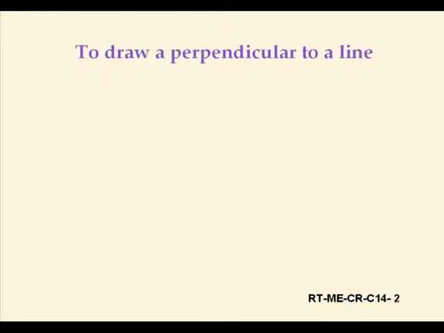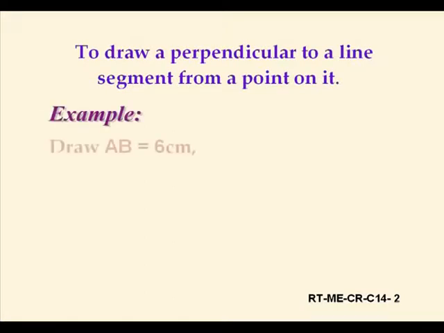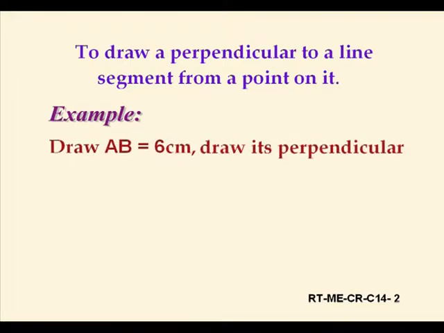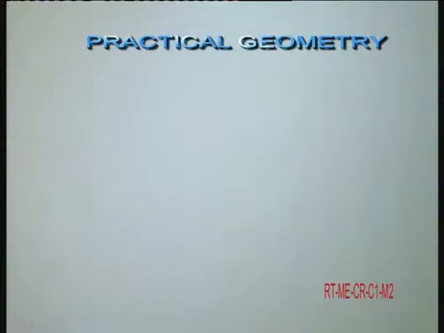To draw a perpendicular to a line segment from a point on it. Example, draw AB equal to 6 cm. Draw its perpendicular to AB at B. Practical geometry. To draw a perpendicular to a line segment from a point on it. Step 1. Draw AB equal to 6 cm.